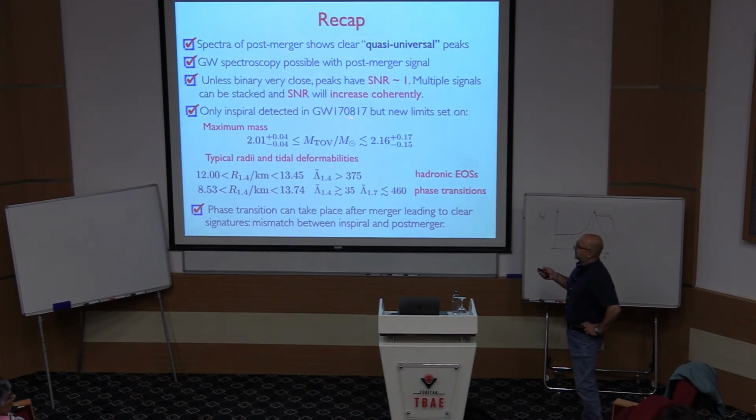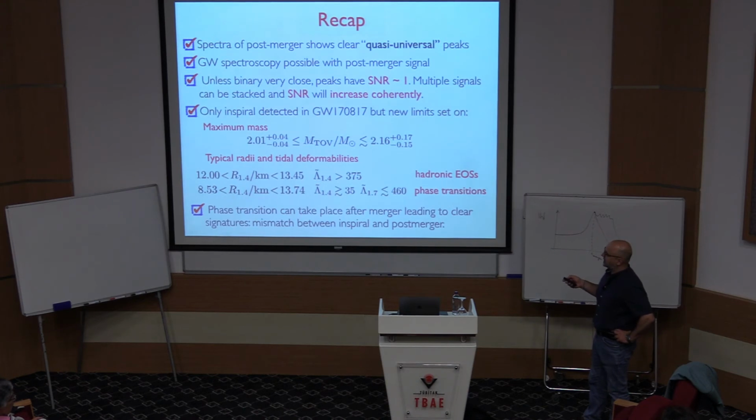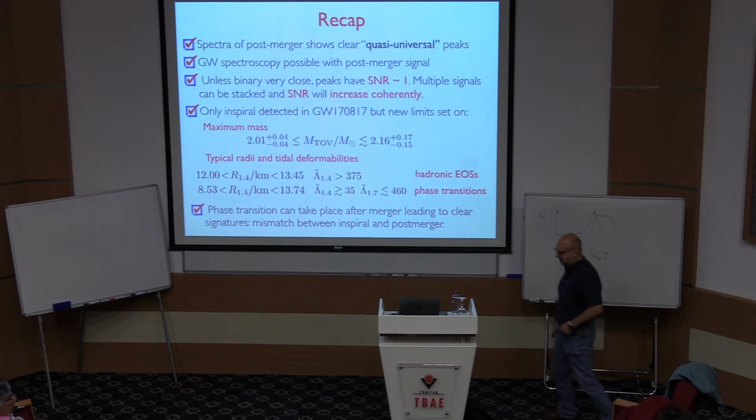In the case of GW170817, we have just seen the inspiral. We haven't seen the post-merger, unfortunately. But already with that, we have learned quite a lot. In particular, we learned that there is a maximum mass. There is an upper limit on the maximum mass, which is 2.16. And we set new limits on the typical radii and tidal deformabilities, which are the ones over here. Finally, I've shown you that phase transitions can take place after the merger, and they lead to a clear signature. Okay, thank you.